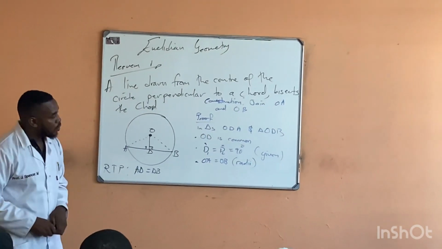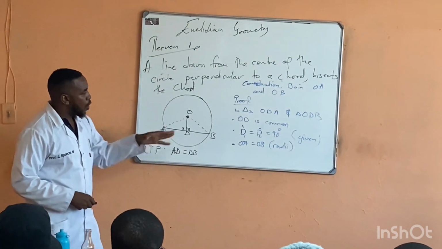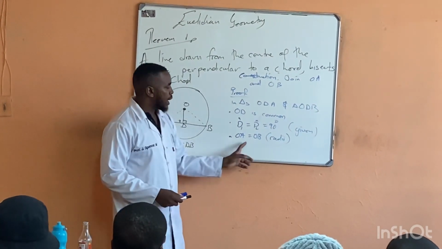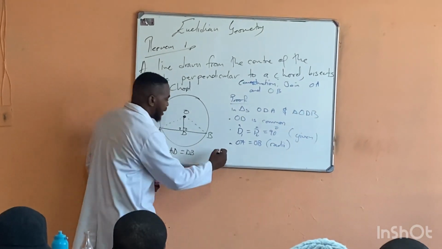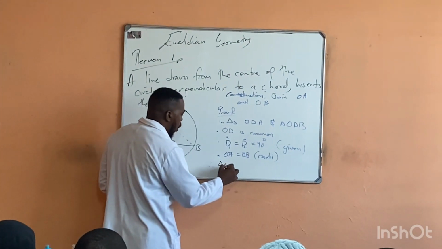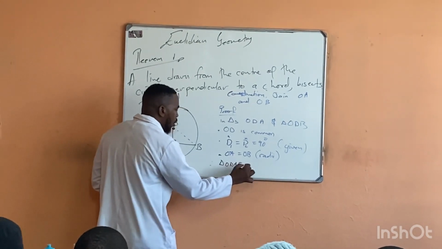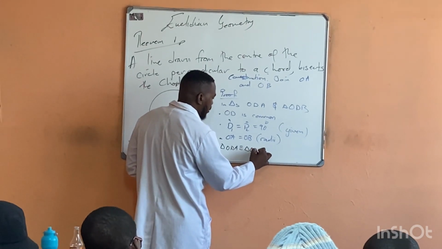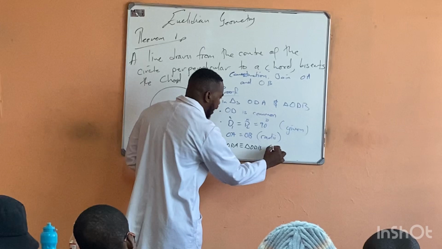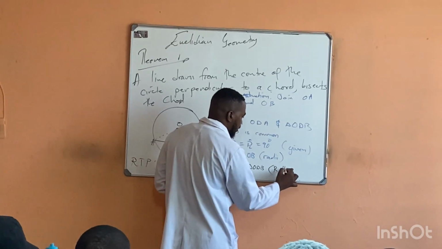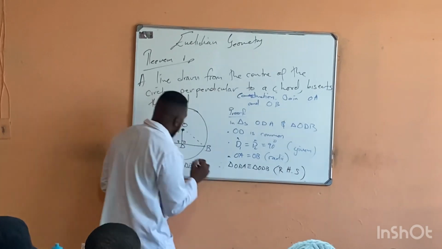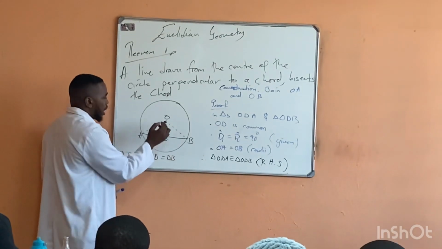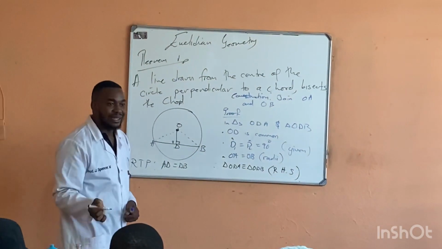Alright. Now we have proved that OD is common, D1 is equal to D2, which is equal to 90 degrees, and OA is equal to OB. We can now say, therefore, triangle ODA is congruent to triangle ODB. What is the reason? Right hand side. Now, understand this. ODB is a right angle triangle, right? Because we have a 90 degree here. And so is OAD. It's a right angle triangle.